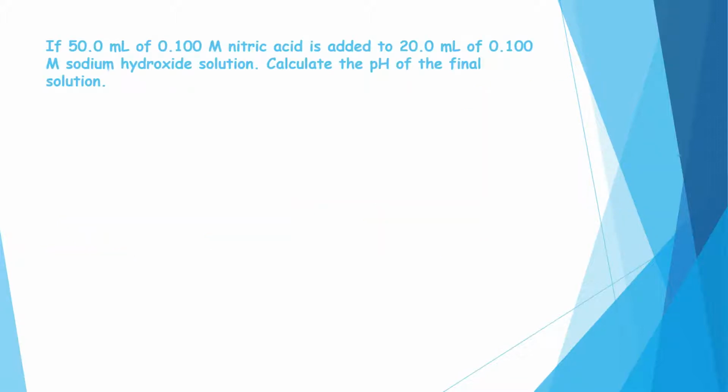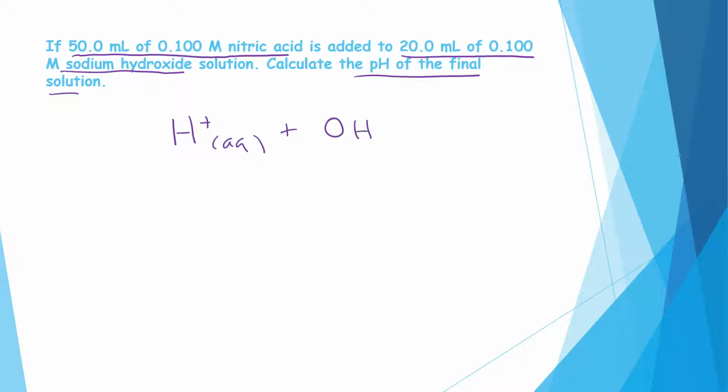Now let's look at how to calculate a very simple example. We've got 50 ml of 0.1 molar nitric acid and 20 ml of 0.1 molar sodium hydroxide. We're going to find the pH of the final solution. So this is a typical acid plus base reaction. So the acid provides the hydrogen ions and the base is going to provide the hydroxide ions, and we're going to make water.